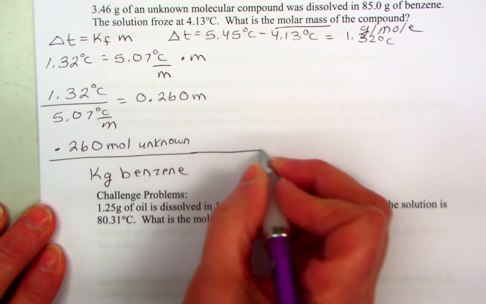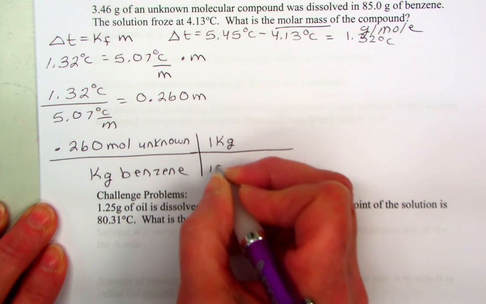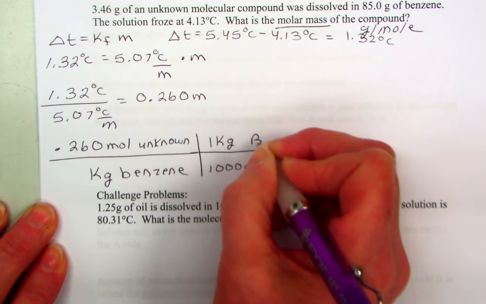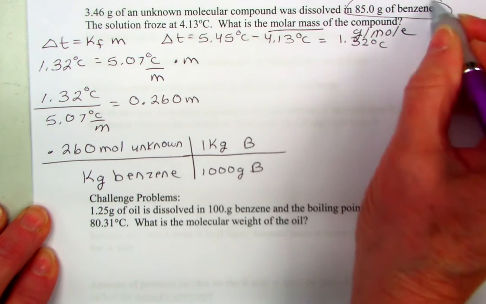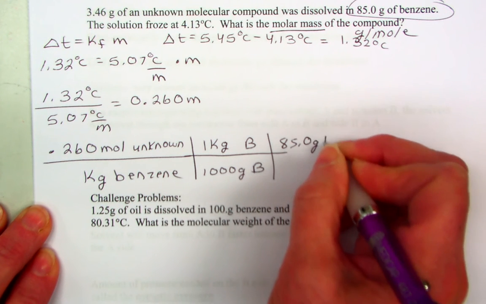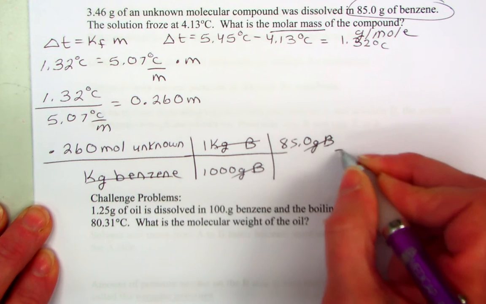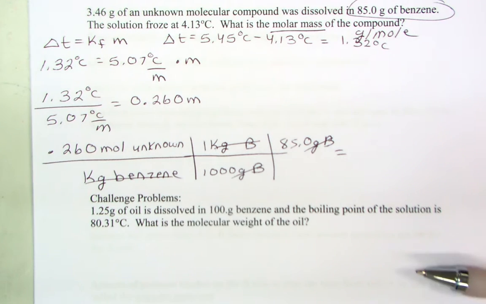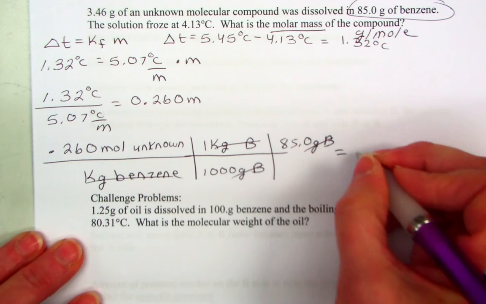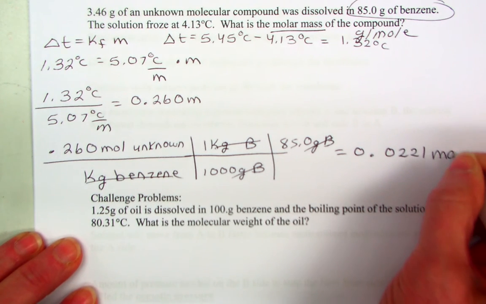Well, 1 kilogram of benzene is 1,000 grams of benzene. And in my sample, I had 85 grams. So now I've canceled my kilograms, I've canceled my grams. Now I have the unit I want. That is the moles of the unknown. And I have 0.0221 moles of unknown.